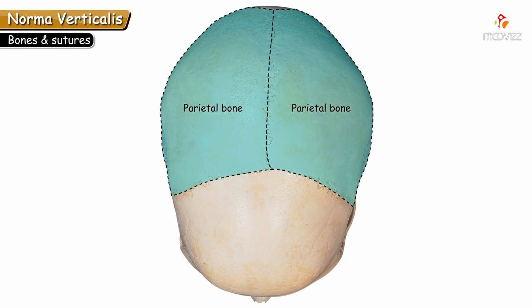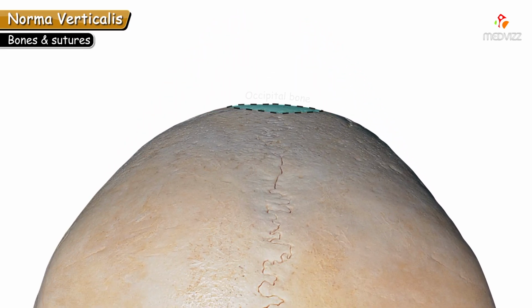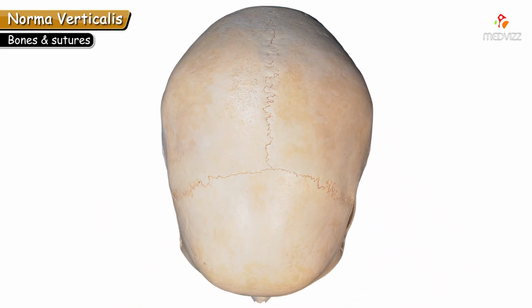Parietal bones. Parietal bones are well appreciated behind the frontal bone, and these quadrilateral shaped bones are present on each side of midline. Posterior most bone is the occipital bone. Let's see the sutures joining these bones.